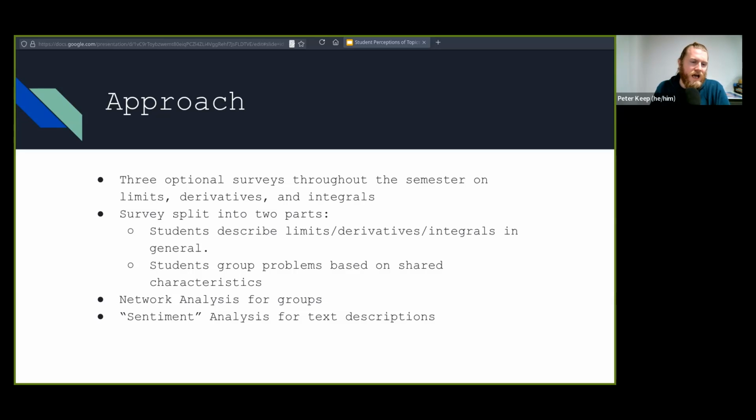The analysis that we did, we took a network analysis approach for the grouping part of things. We looked at essentially how often students grouped certain problems together and then tried to run some algorithmic methods on there to see if we could find some of the natural or common groupings, to see if there was any kind of structure to how a whole class collectively grouped these problems together. And then for the written responses, we're going to apply a sentiment analysis approach.